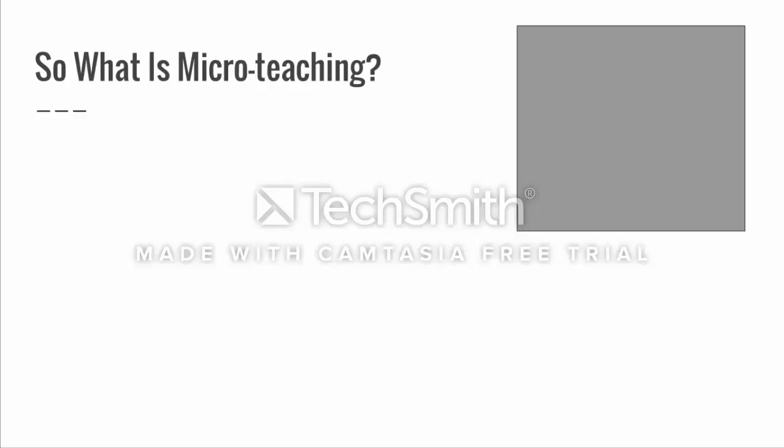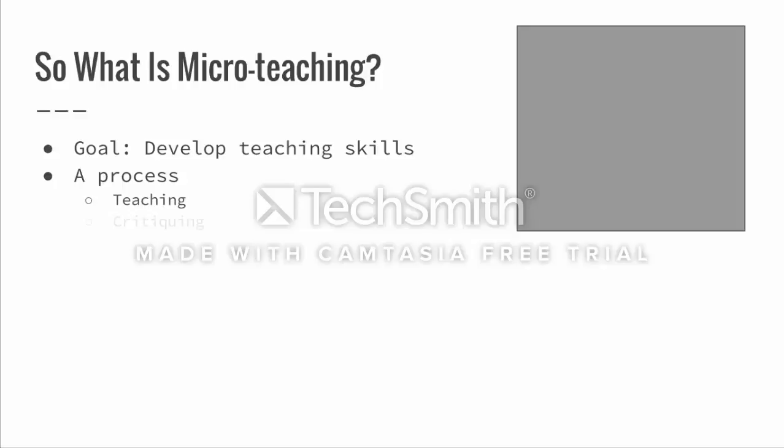To begin, we are going to look at a basic definition of microteaching. In general, microteaching is a teacher training and faculty development technique whereby the teacher reviews a recording of a teaching session in order to get constructive feedback from peers and students about what has worked and what improvements can be made to their teaching technique. The main goal is to develop teaching skills. And as you heard, most of this is done in a process. This is done through teaching, critiquing, and reteaching.